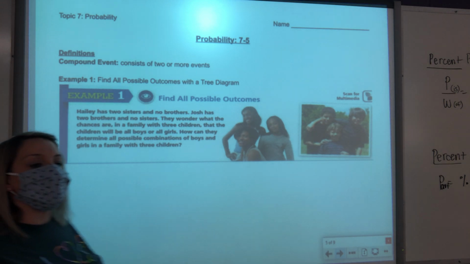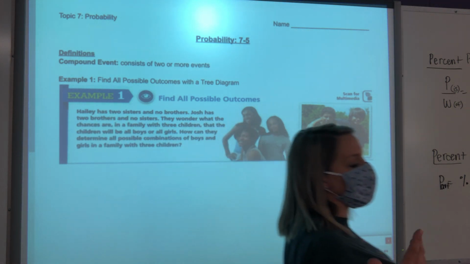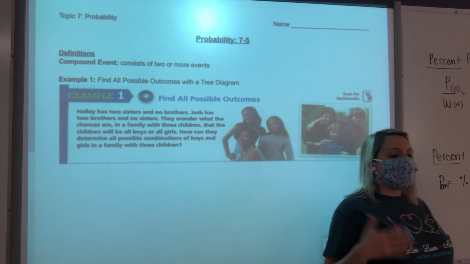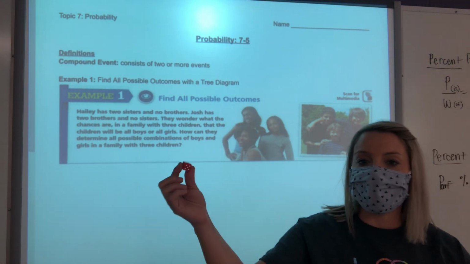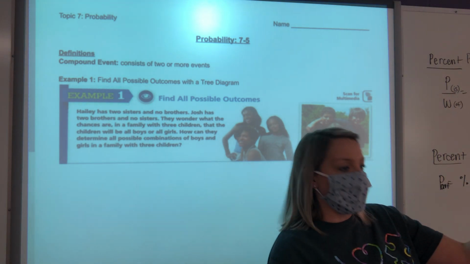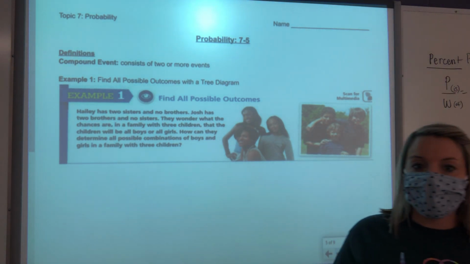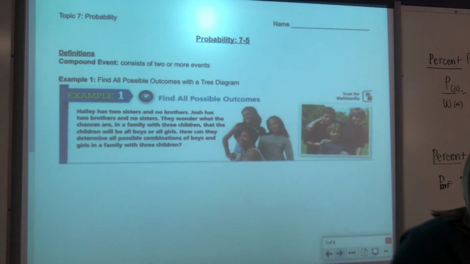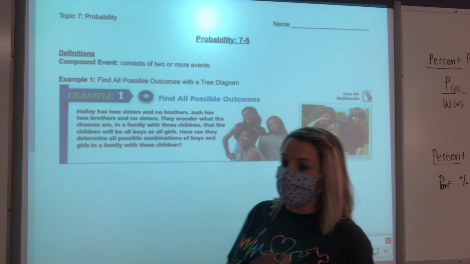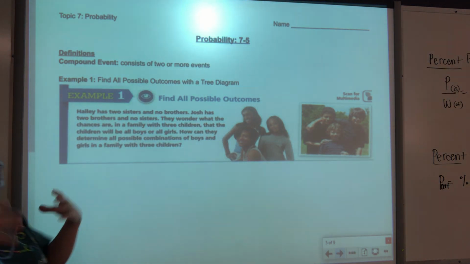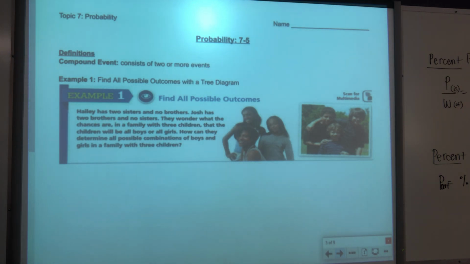And there's different ways that we can calculate or we can list the outcomes of compound events. So a compound event would be rolling a dice and flipping a coin, or flipping a coin and pulling a card out of a deck, because 2 or more events are happening at once. We're going to look at creating tree diagrams, organized lists, and tables today that focus on listing the outcomes of these compound events.